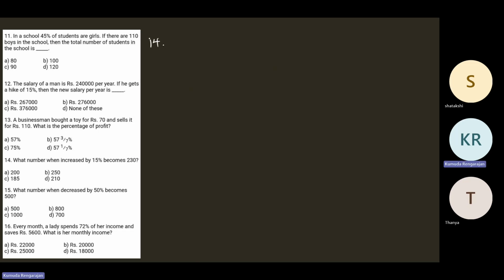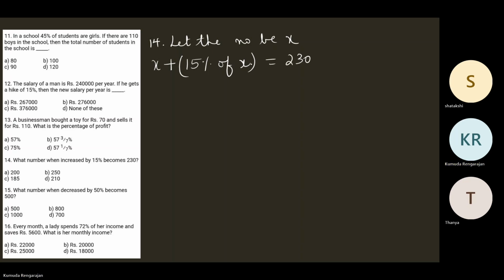What number, when increased by 15%, becomes 230? So what is that number? When it's increased by 15%, it becomes 230. So let the number be x. Now this number x, when you increase it, meaning you add, when you increase it by 15% of x, it becomes 230. Here's the equation.